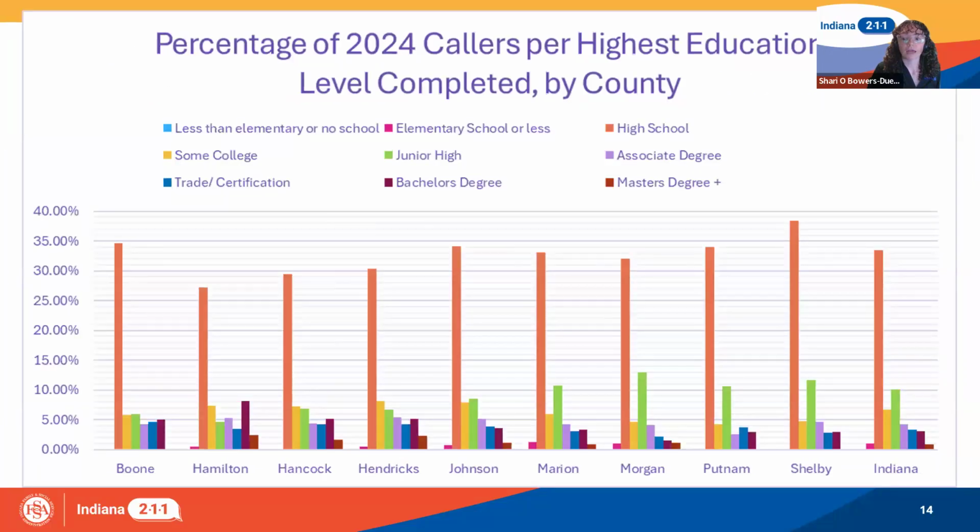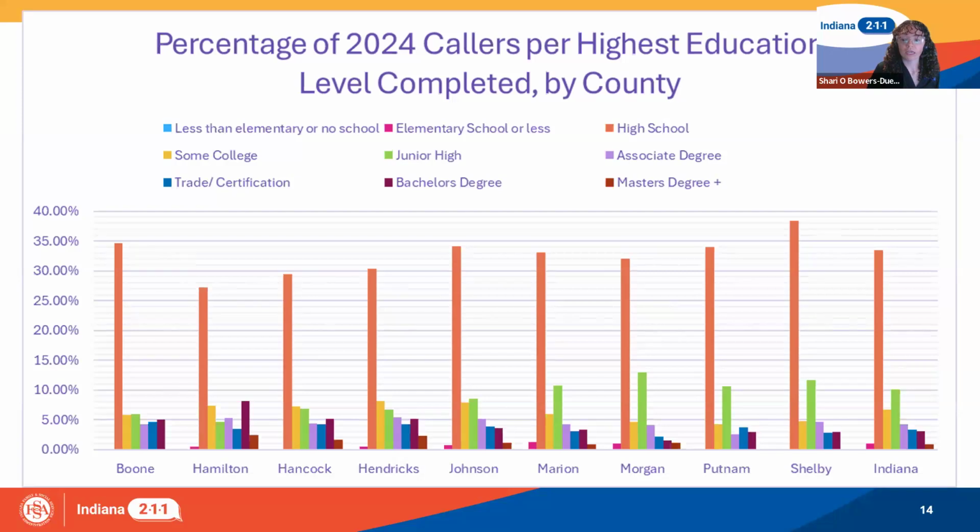And then this is our last graph for today, and this shows the percentage of 2024 callers with various highest education levels. For Indiana as a whole and every county here, the largest group of callers was those whose highest level of education is high school, ranging from 27% to 39% of callers. The second largest group for almost all counties was those whose highest level of education is junior high, ranging from 5% to 13% of callers.